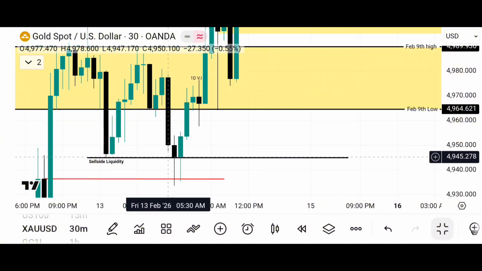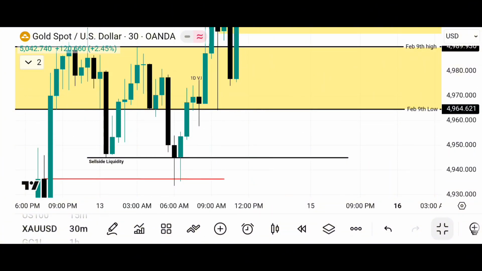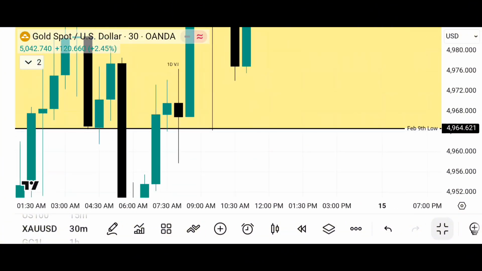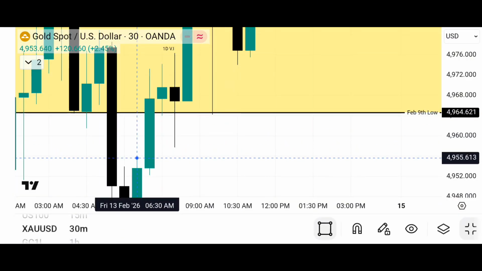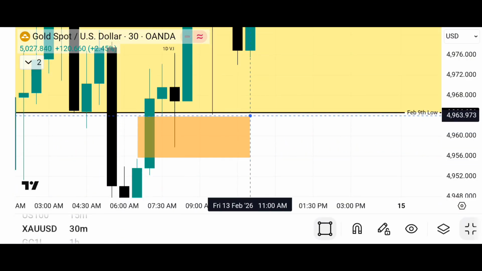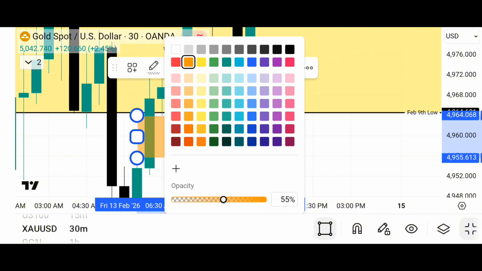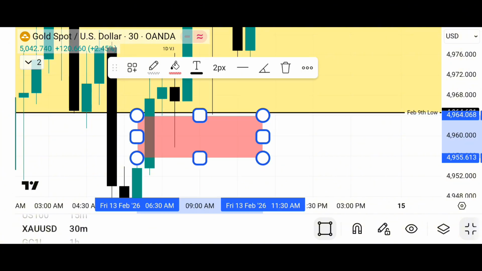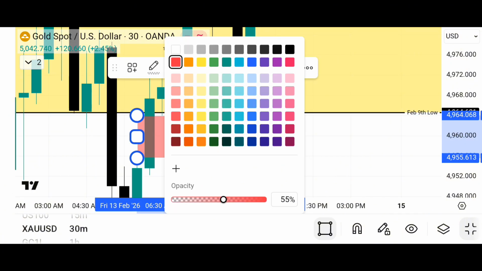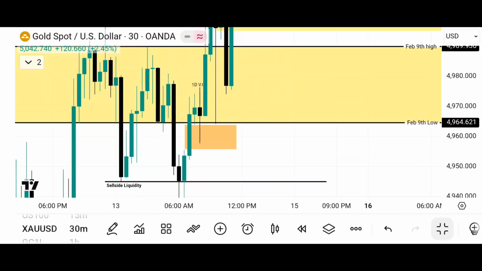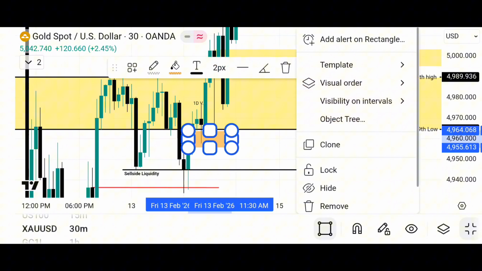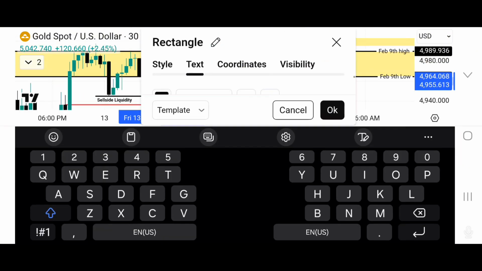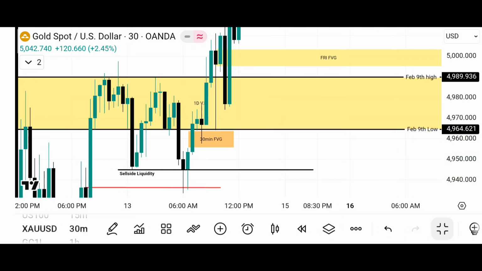Okay, on the rally up, you can see this fair value gap created, still prior to the New York AM session. Now this is clear confirmation that price would rally higher even when you're not in a trade. You know that price is going to rally higher. Now let's label this 30-minute fair value gap.